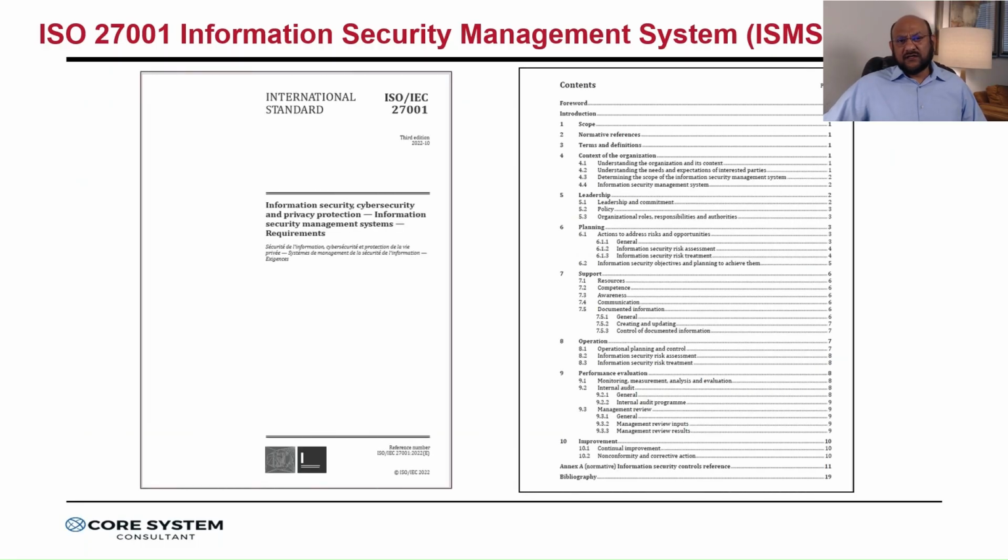This is the ISO 27001 main standard, and the main major clauses of the standard are from 1 till 10, or from 4 till 10, which are the clauses where the requirements are laid down. For this video, my focus will be the Annex A, the controls, which are the best security practices.